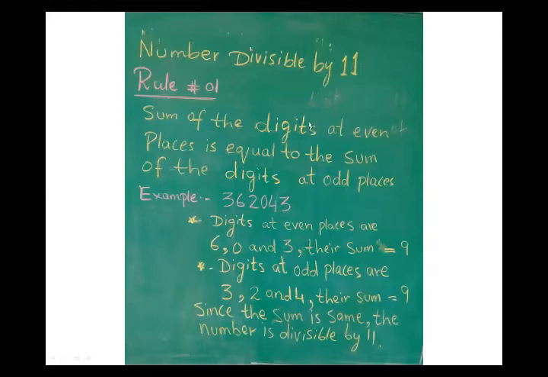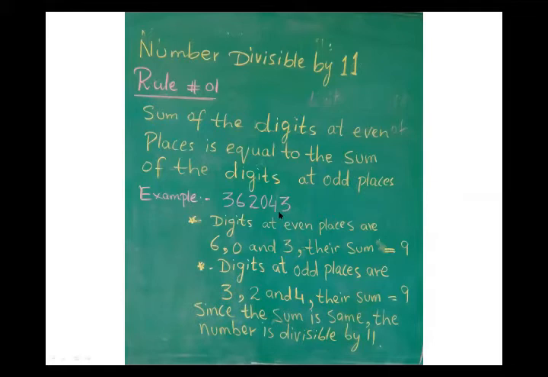In this example, we first add the even place digits, which are 6, 0, 3. The sum of 603 is 9. Then we pick the odd place digits, which are 3, 2 and 4. The sum of 3, 2, 4 is also 9. So you see that the sum of the even places and the sum of the odd places are both equal. Then we say that the number 362043 is divisible by 11.